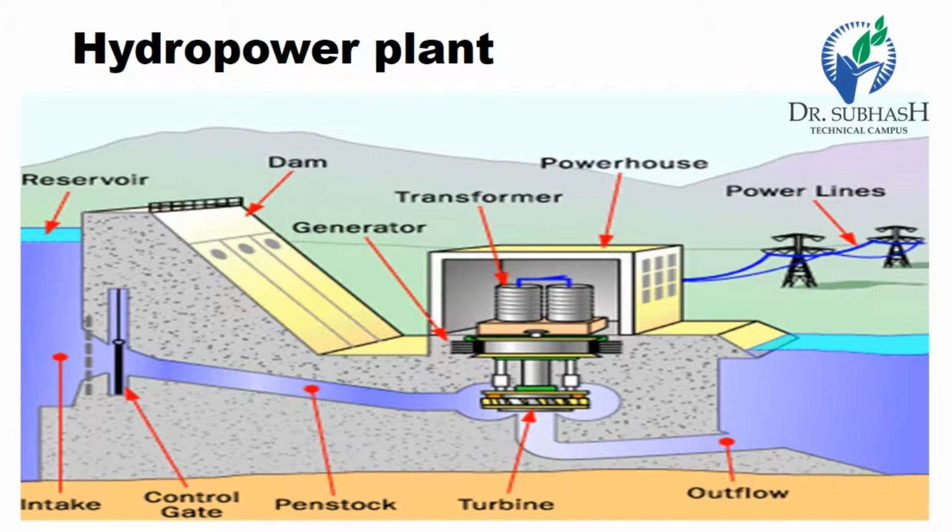And the next topic is the hydropower plant. A generating station which utilizes the potential energy of water at high level for the generation of electric energy is known as a hydroelectric power plant. Hydroelectric power stations are generally located in hilly areas where dams can be built conveniently and large water reservoirs can be obtained.